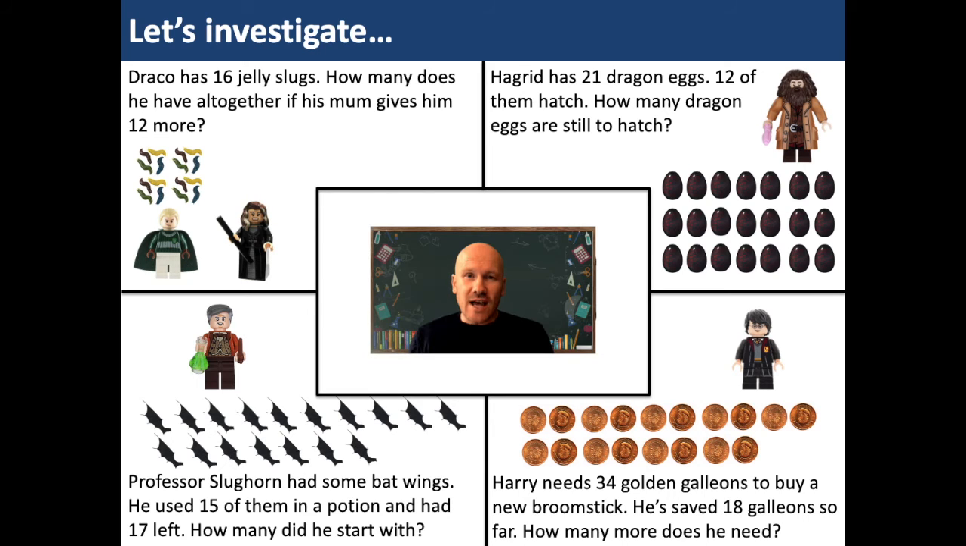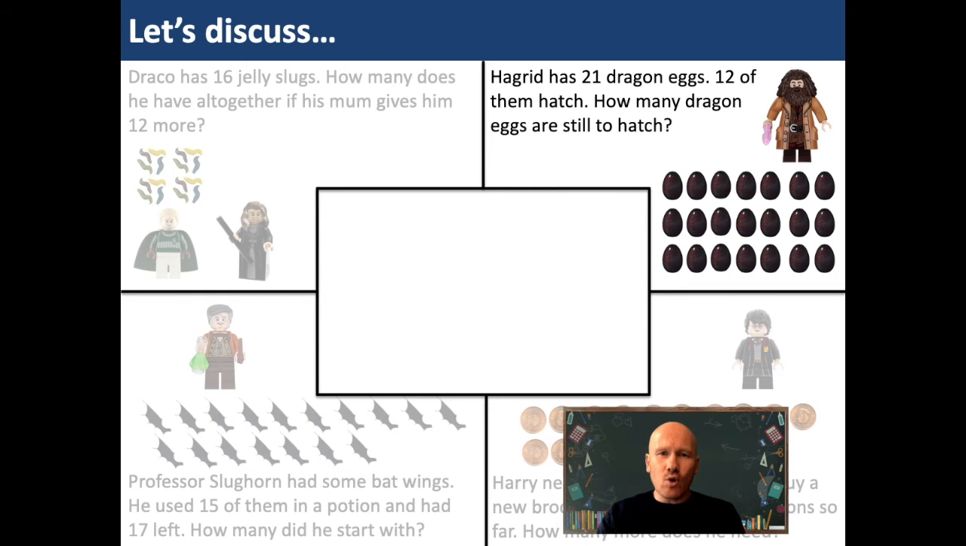Hopefully you've had a chance to analyse those, you've had a chance to draw the bars, and you've had a go at solving them using some of the strategies that we've looked at over the past couple of weeks. Let's have a look at the remaining 3 problems then. So the next problem was, Hagrid has 21 dragon eggs, 12 of them hatch. How many dragon eggs are still to hatch?